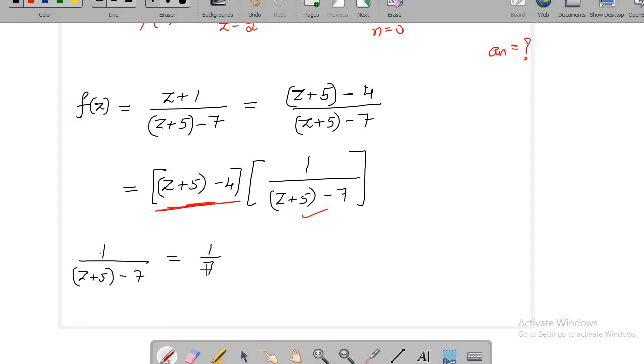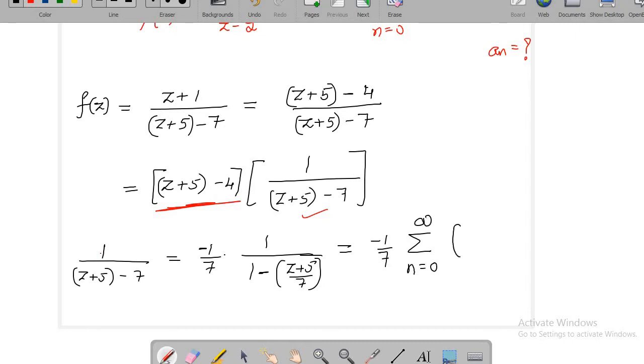So you can take 1 by 7 out. Then you have, let me take negative 1 by 7 out. So I'll have 1 minus z plus 5 by 7. Now it is in this form, 1 by 1 minus x. We know what its expansion is. So negative 1 by 7, this is summation n equal to 0 to infinity. So the expansion here is z plus 5 by 7 whole power n. The expansion of 1 by 1 minus x is summation x power n.